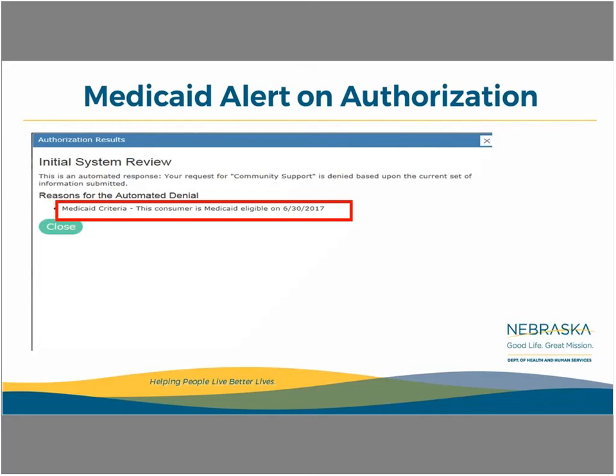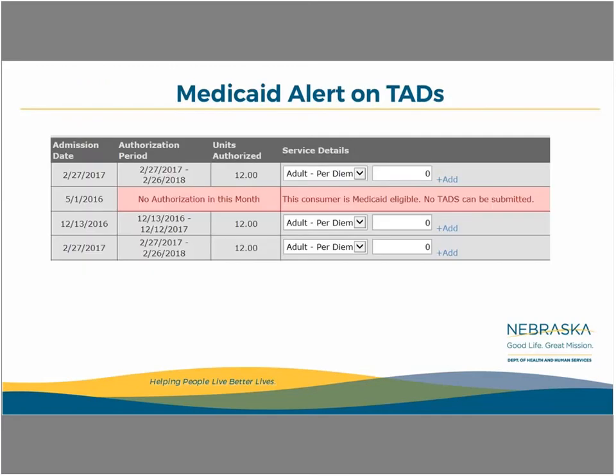The other place, another example, is on the monthly TADs. If an individual is Medicaid eligible or there's no authorization, you will see notice on the TADs that actually prevent any entry and submission of those units to the EBS for payment given the individual is Medicaid eligible during that month time period.